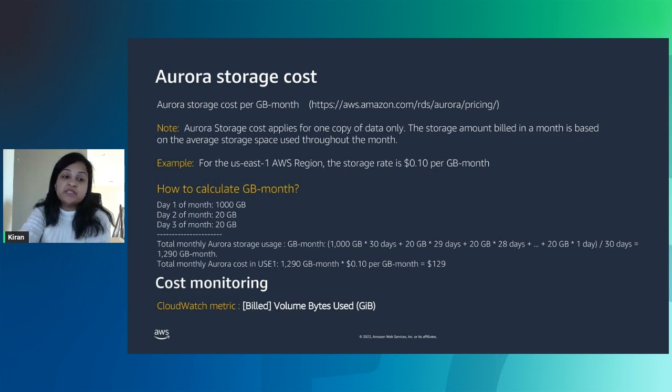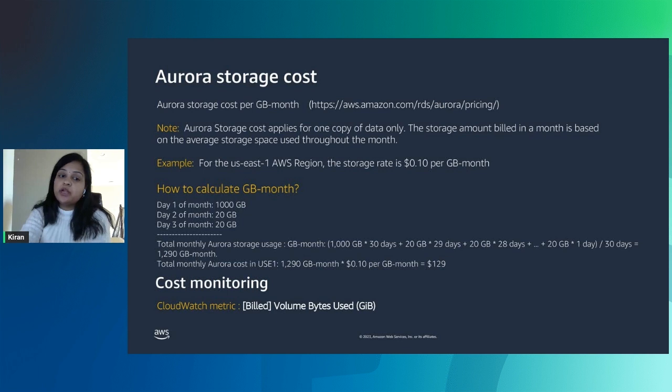For example, you have a 1,000 GB database, right? And you are expecting an everyday growth of 20 GB, right? So on the next day it will be calculated as prorated. For 30 days it will be charged for 1,000 GB, for 29 days the 20 GB will be charged, and for the rest 28 days an additional 20 GB will be charged. That's how the Aurora storage cost is charged, in a prorated way.